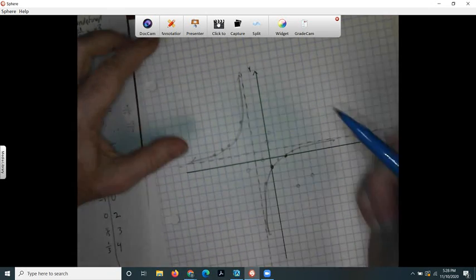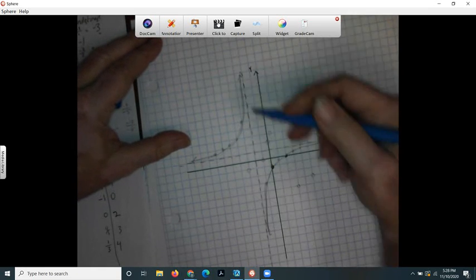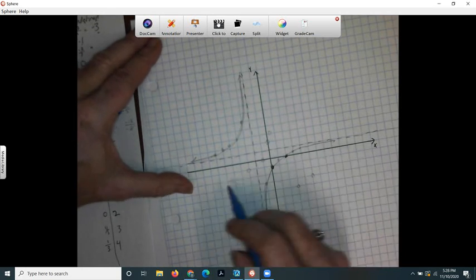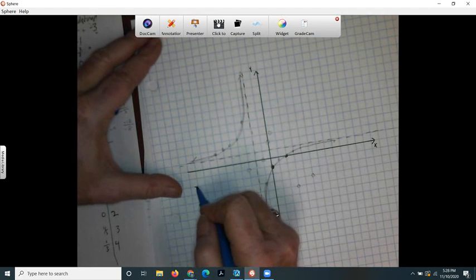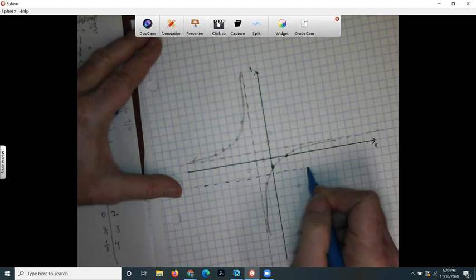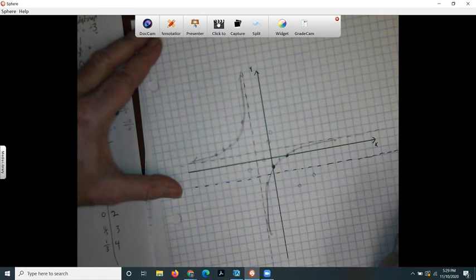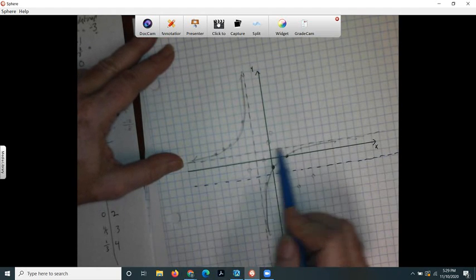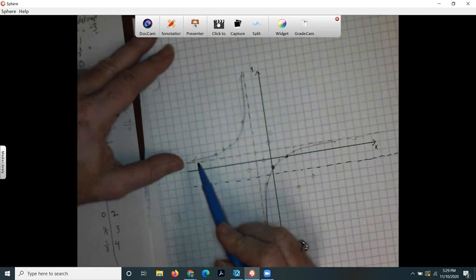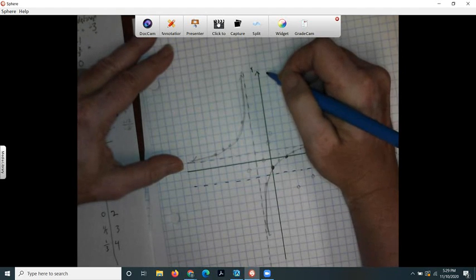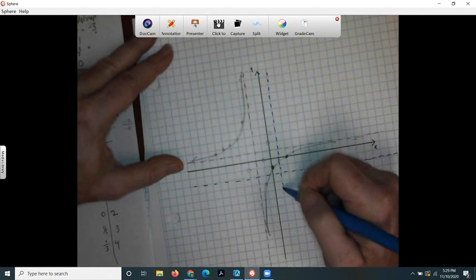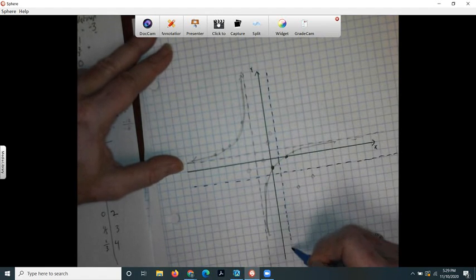Since on the original graph the x values can never equal negative 2, I think the y values on the inverse will never equal negative 2. So I'm going to draw a little asymptote right here. And since on the original graph the y values can never equal 1, that means the x values can never equal 1 on the inverse graph. It's like the domain and the range, they just get swapped.